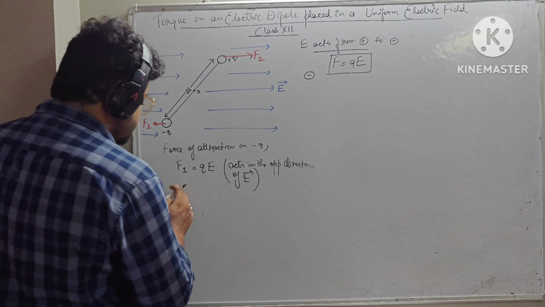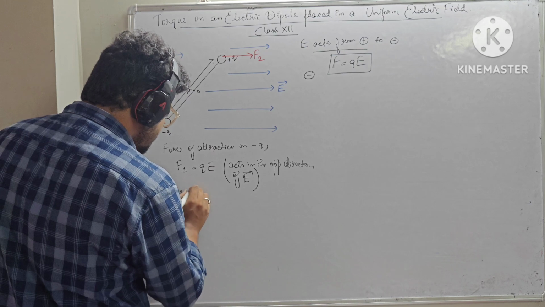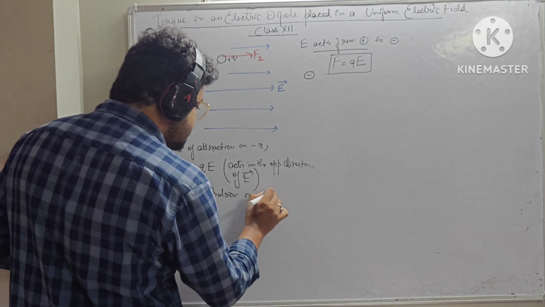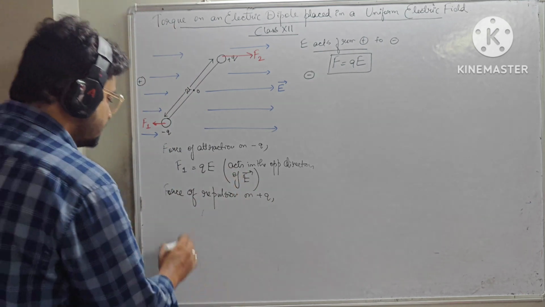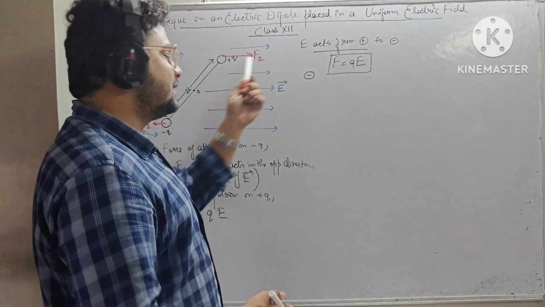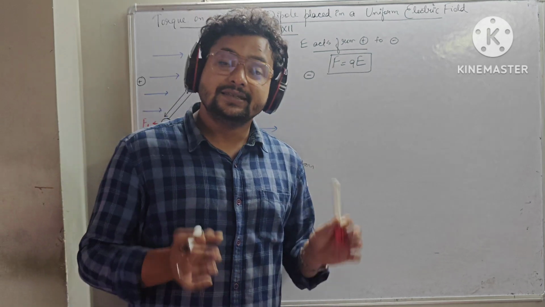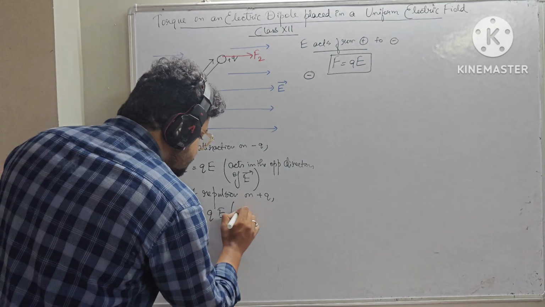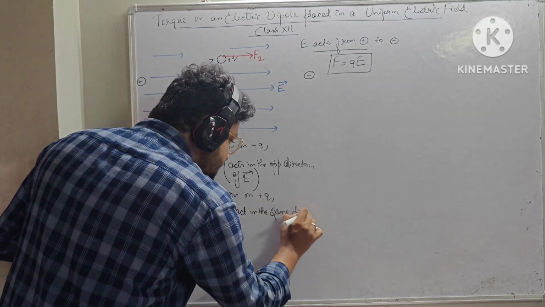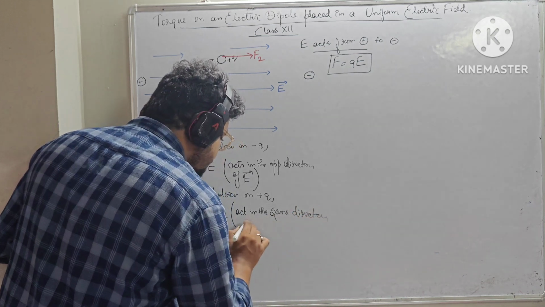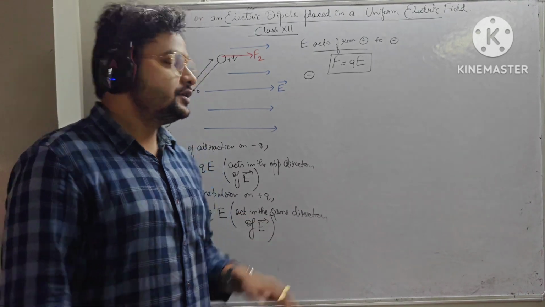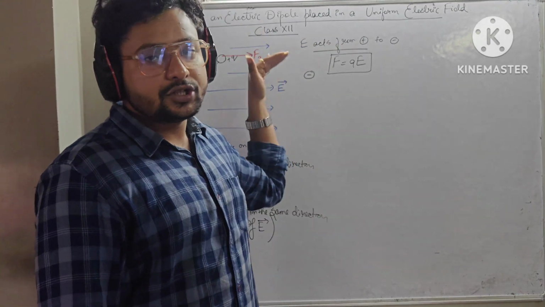So the force of repulsion on plus q is F2, and this one also will be equal to qE. The charges are the same, so both charges are going to experience the same force. This force is going to act in the same direction as the E vector. You see, F2 is going to act in the same direction of the E vector.